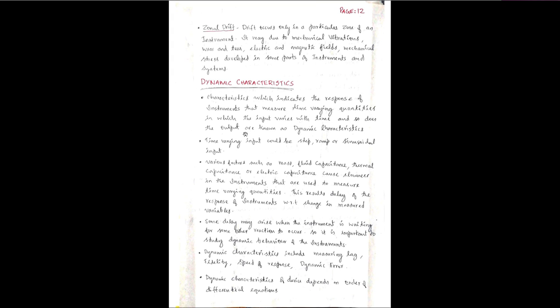Varies with time and also output also varies with time. That is called as dynamic characteristics. Time varying input could be a step, ramp or sinusoidal input. Various factors such as mass, fluid capacitance, thermal capacitance or electric capacitance causes slowness in the instrument that are used to measure time varying quantities.